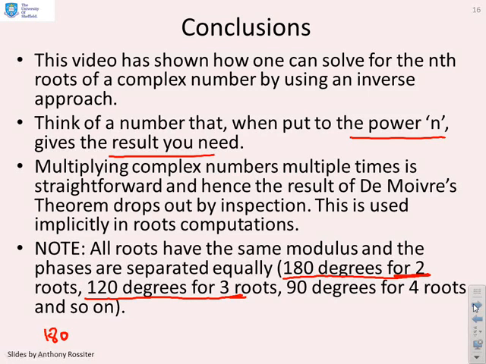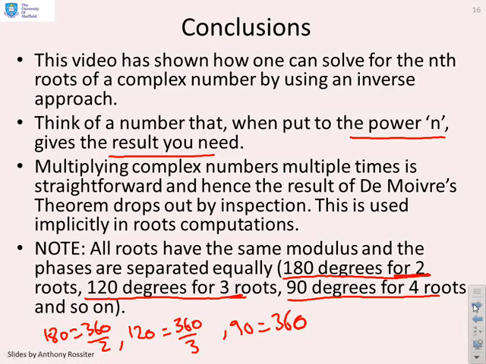Well, 180 is 360 over 2. 120 is 360 over 3. And what if you have 4 roots? You're looking for the 4th roots. Well, you get 90, because that's 360 over 4. And if you had 5 roots, what do you think you would get? Well, you're going to do 360 over 5, so you'll see the roots are separated by 72 degrees, and so on.